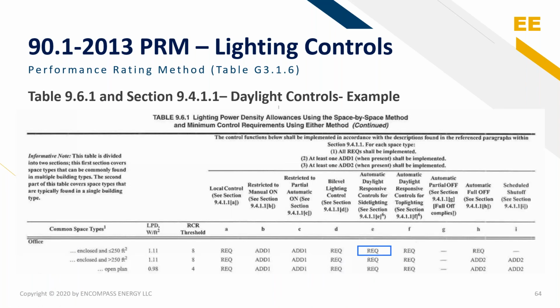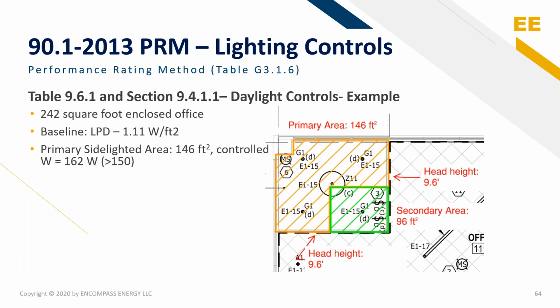So daylight responsive controls are required. Your controlled wattage is 162 in the primary for the baseline, so it's greater than 150 watts. So you have to have a daylight controller in that space. And you notice that these are marked by D, which the proposed design has.